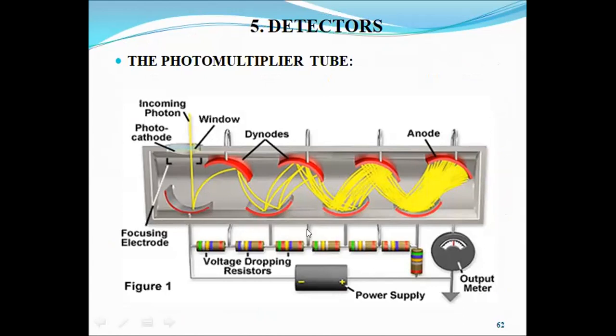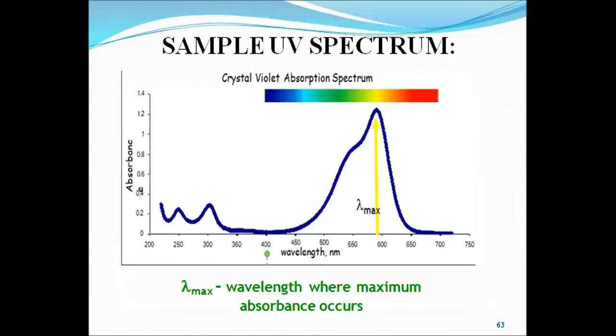We can see the number of electrons are increasing as it passes on from one dynode to another, and finally we get the current, which is being amplified and thus recorded.